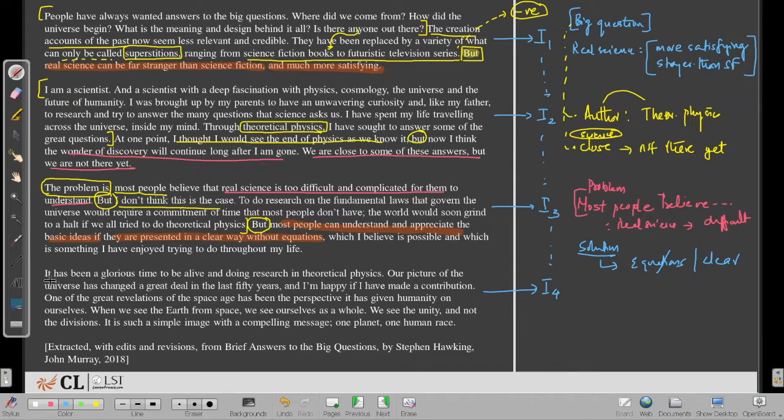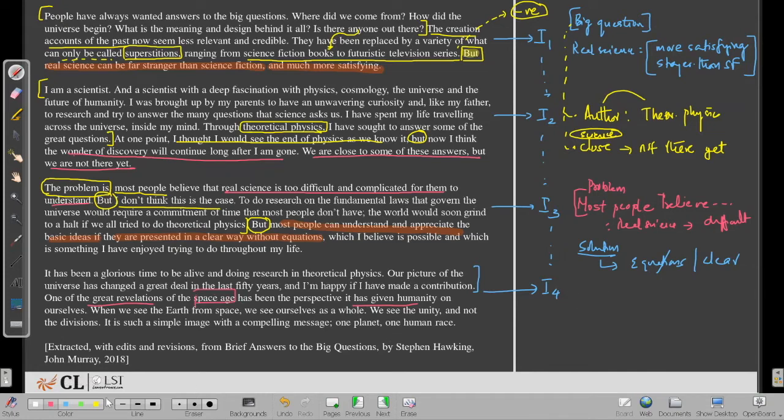And let's look at the last paragraph. It has been a glorious time to be alive and doing research in theoretical physics. Our picture of the universe has changed a great deal in the last 15 years, and I'm happy to have made a contribution. So the author is now appreciating himself. One of the great revelations of the space age is the perspective it has given humanity on ourselves. The space age here is talking about something specific.